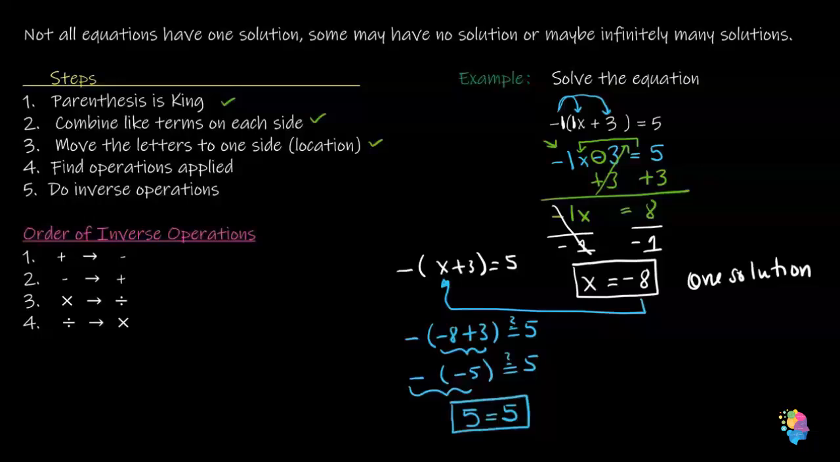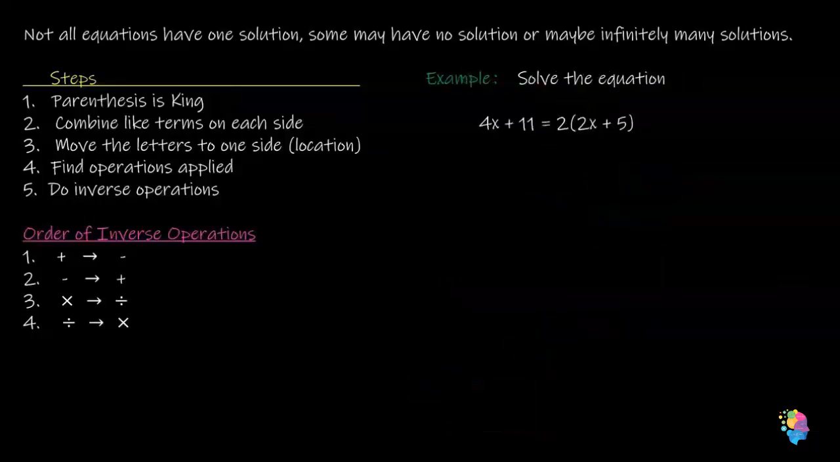Let's try the next one then. 4x plus 11 is equal to 2 times (2x plus 5). So let's do that. We are going to distribute the parentheses. Remember, parentheses is king.